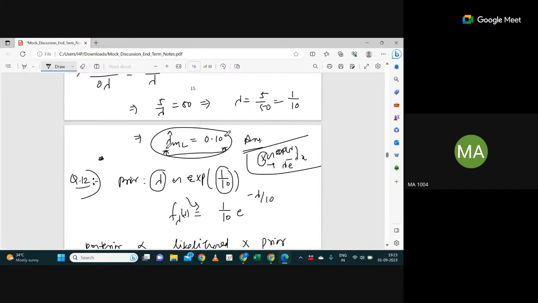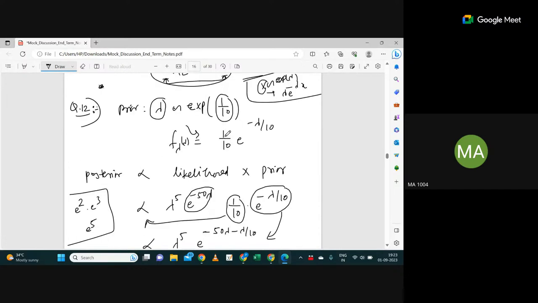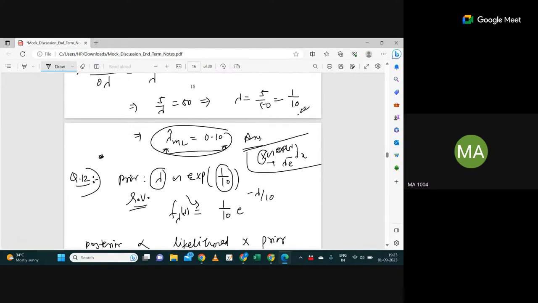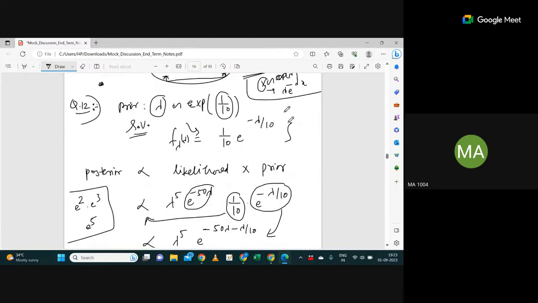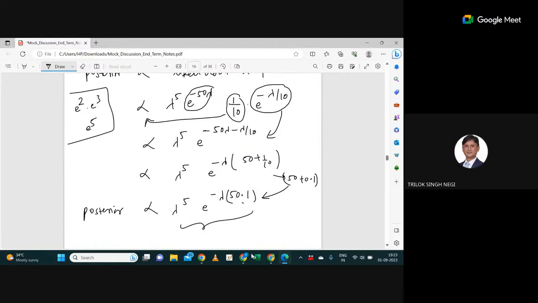Now I'm saying lambda is a parameter and I have some prior information that lambda is exponential with 1 by 10. So here we are considering lambda as a random variable. So we are not going to use this 1 by 10. Is this clear? Yes, sir.